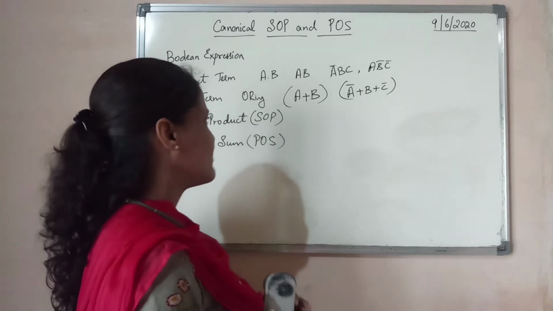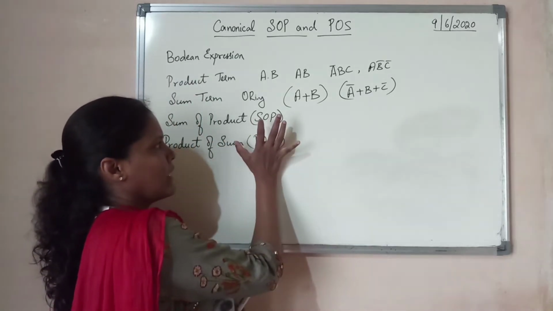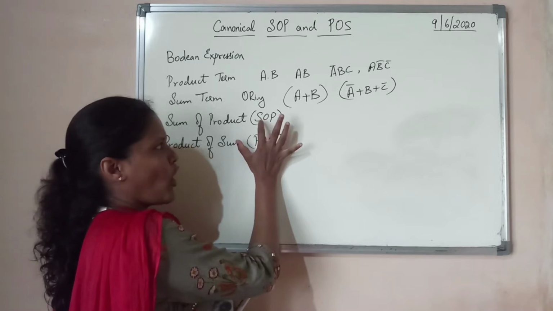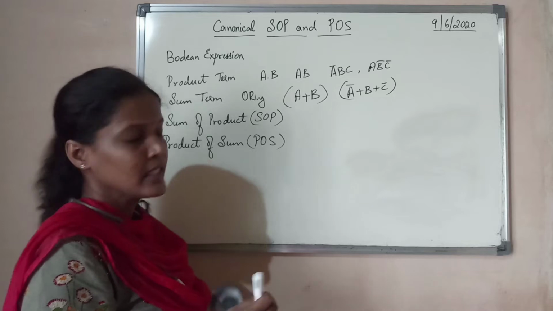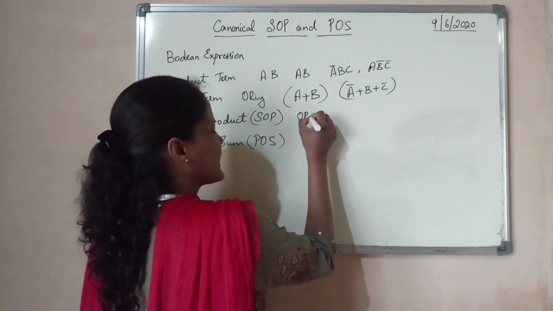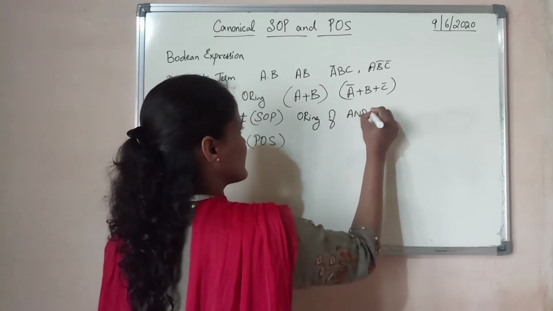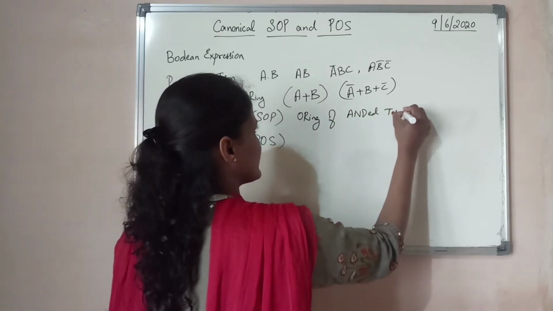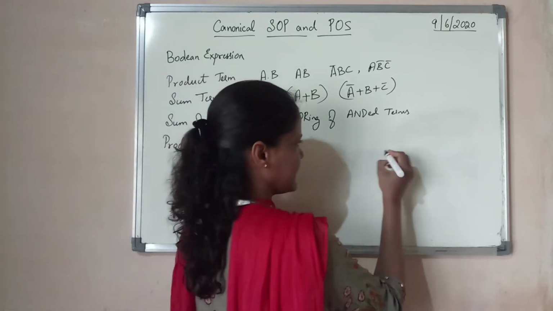The next one is sum of products. So what is sum of products? It is the ORing of the product terms. Sum of products is the ORing of ANDed terms; that itself is called sum of products.